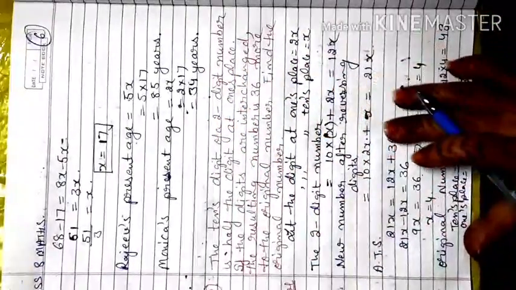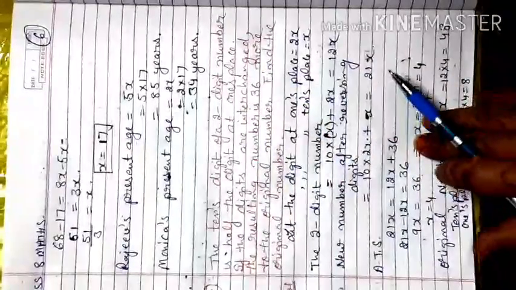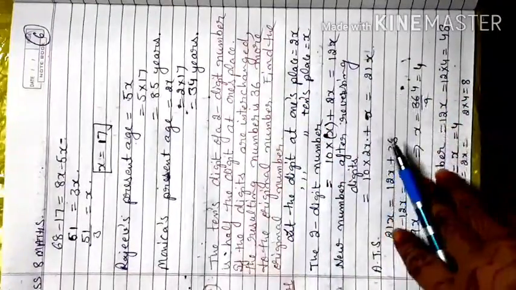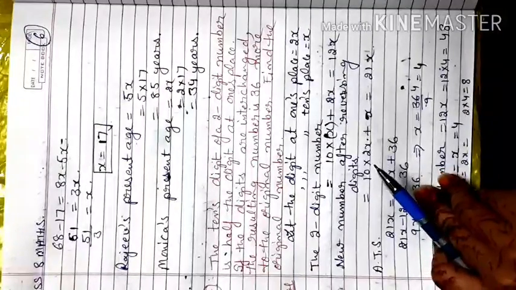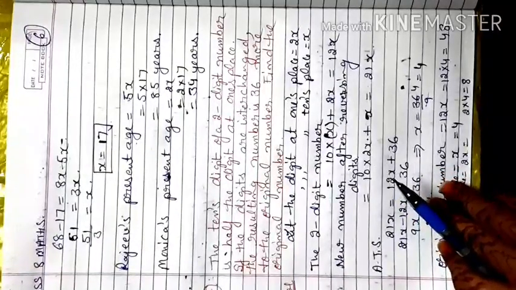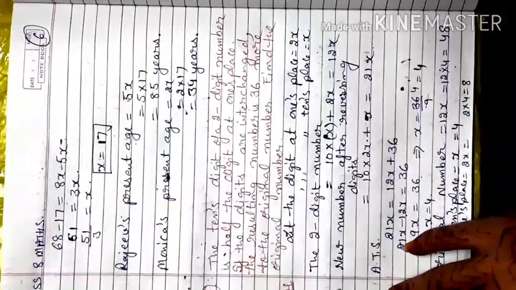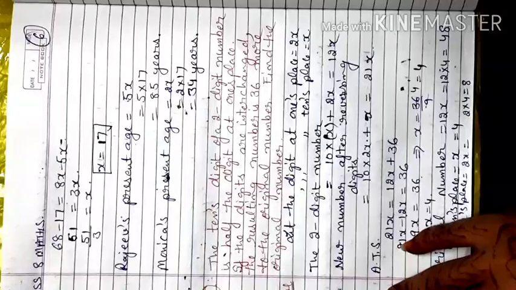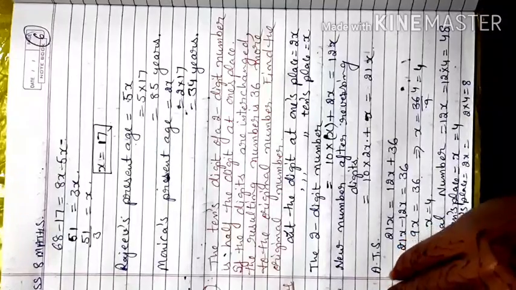Now the eighth question is on your worksheet. The tens digit of a two digit number is half the digit at the ones place. The meaning of this line is, if you have any two digit number, whatever digit is present at the unit place, the tens place digit is half of that unit place digit, or you can consider the unit place digit is 2 times the digit present in the tens place.